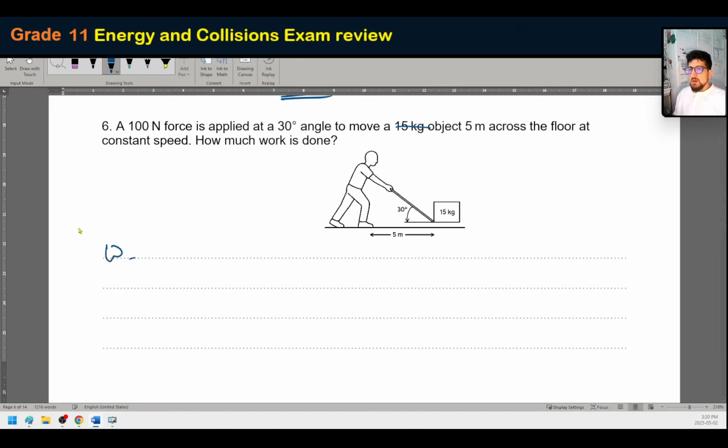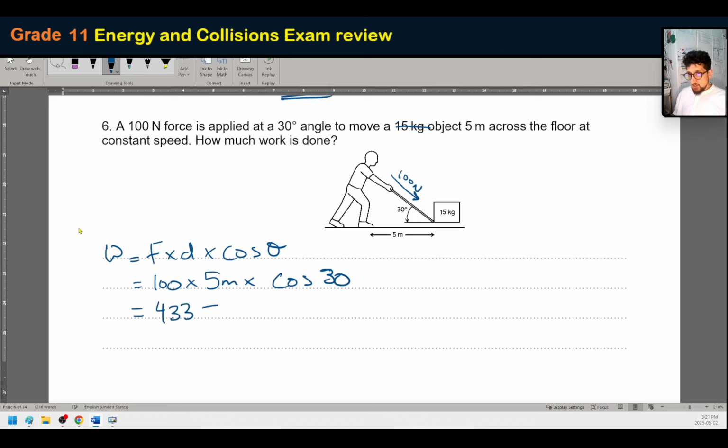Okay, so once again, work is equivalent to the force applied multiplied by the distance. But since we have an angle here, we need to worry about this angle. So it's times cosine theta. So the work is 100 newtons multiplied by a distance of 5 meters, and the cosine of 30 is 0.866. So the work done is going to be equivalent to 433 joules.